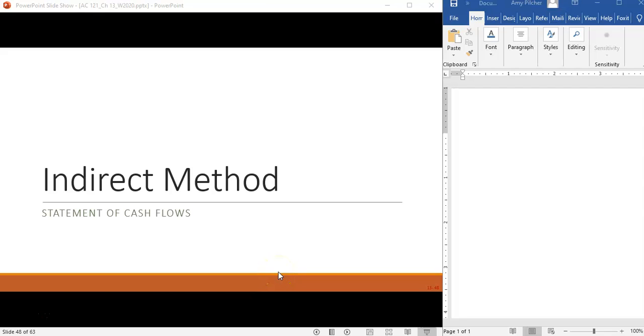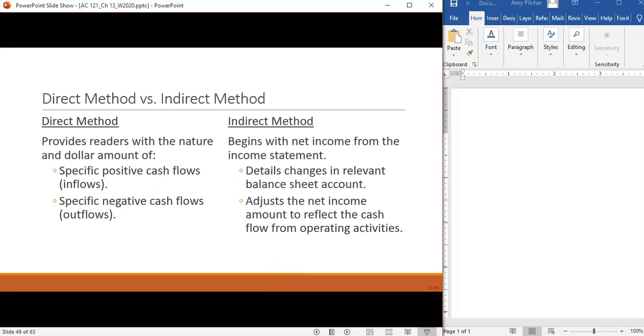Now in Chapter 13, we're going to talk about preparing the statement of cash flows using the indirect method. As I said earlier in the presentation slides, the main difference between the indirect method and the direct method is the operating activities section. With the direct method, we have positive cash flows and negative cash flows, where we received money from customers and we paid money out to suppliers.